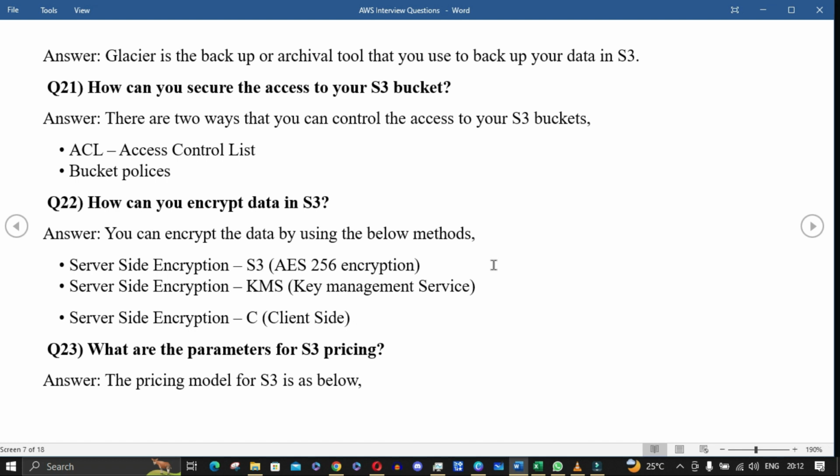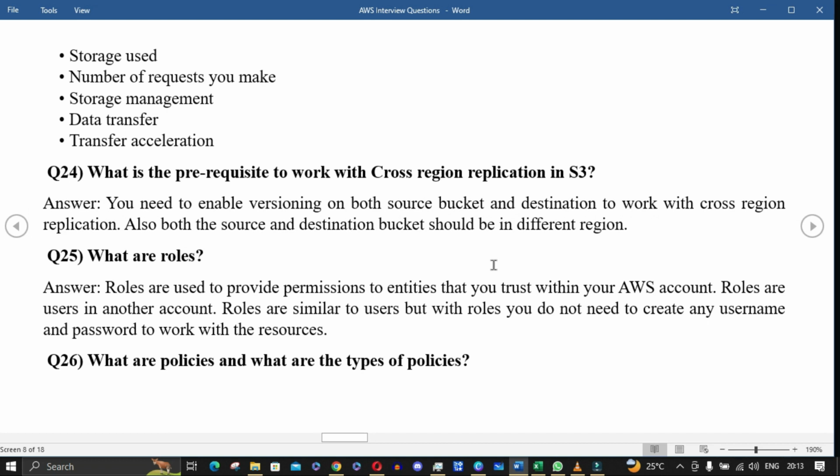What are the parameters for S3 pricing? Question number 23. And the answer is, the pricing model for S3 is as below: storage usage, number of requests you make, storage management, data transfer, and transfer acceleration.